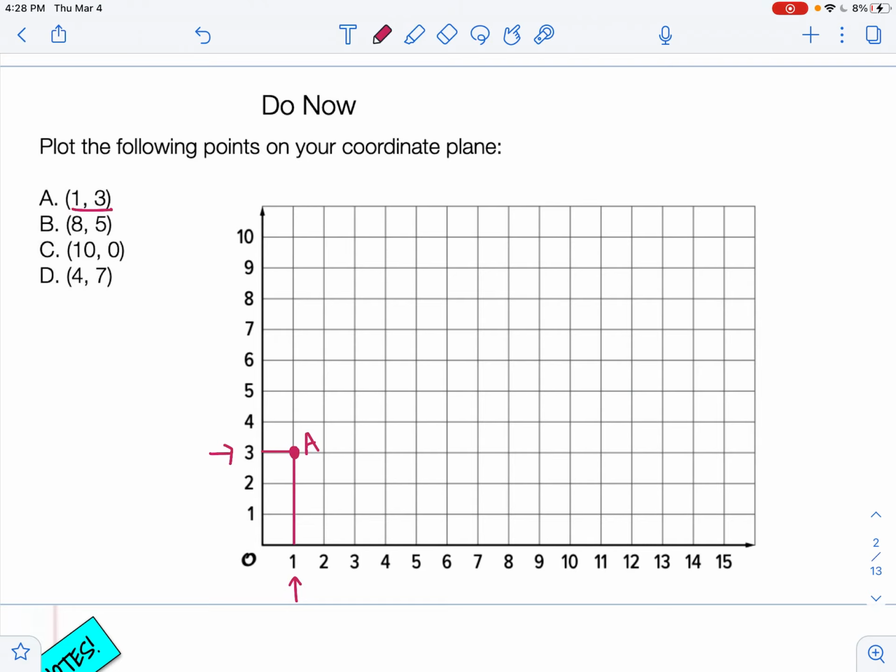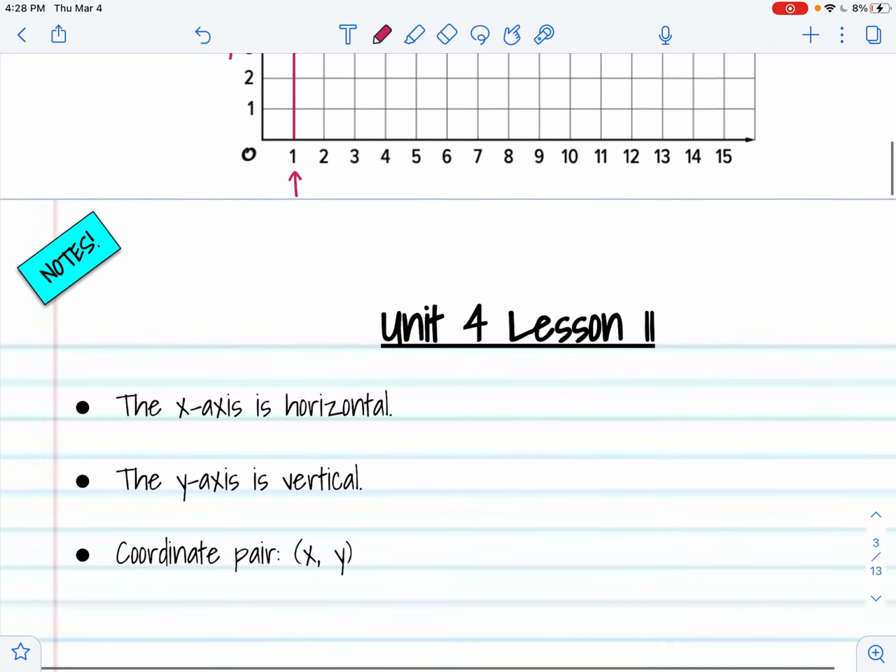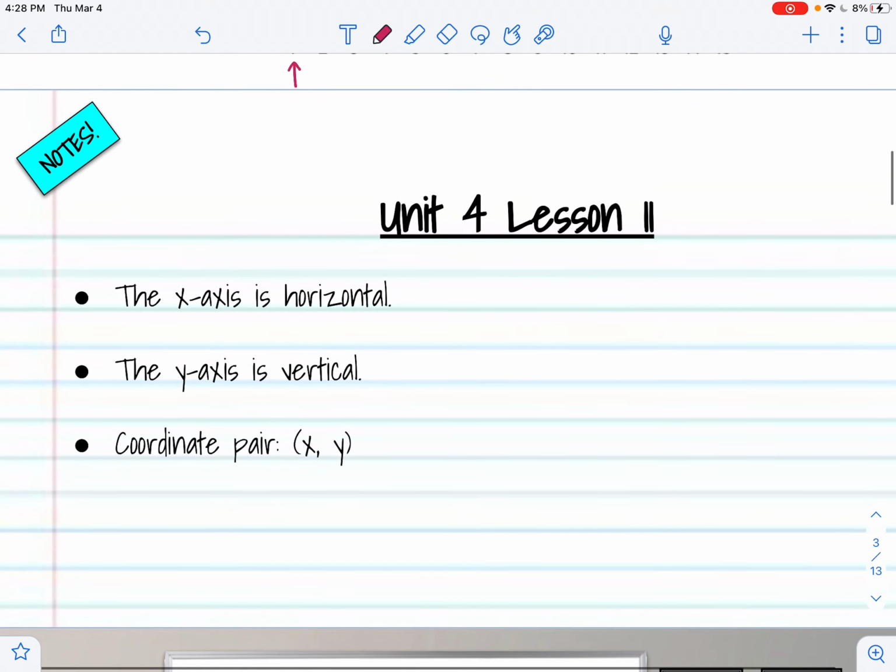Now, let's rewind a little bit and talk about some of the major vocabulary here. These are notes that you should have in your notebook with the date 3-4, or 3-5 if you're in period 5. There are a few vocabulary words you need to know for this unit. The first is the x-axis. That's the axis that runs horizontally, or from side to side. Second is the y-axis. That's the axis that runs vertically, or up and down.